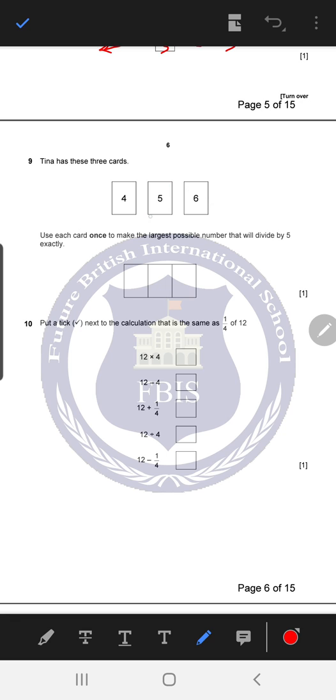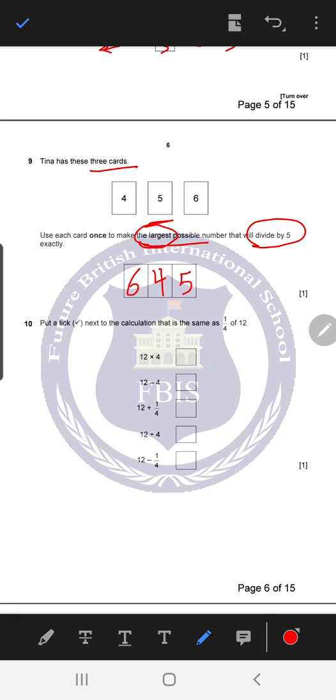Question. Tina has 3 cards. Use each card once to write the largest possible number that is divisible by 5. It means divisible by 5, so we will put 5 or 0 in the units, but we only have 5. We don't have 0, so we put 5 here. We want the largest, so we put 6 in the hundreds and 4 here.